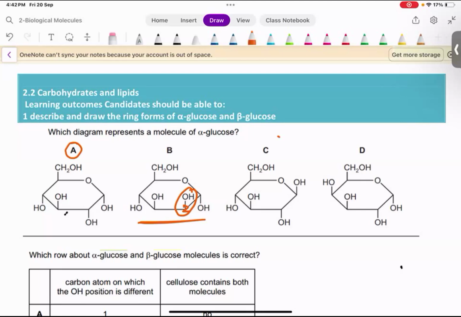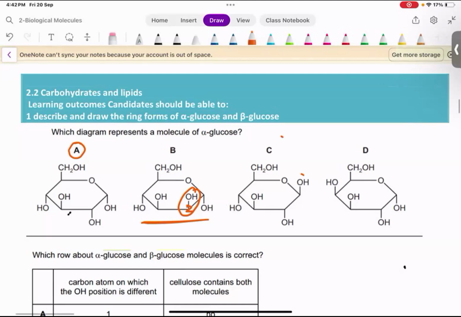Because the first carbon atom, yes, carbon number 1 for the OH group is correct. Yes, this OH group on number 1 is above the plane. So that's beta glucose actually, not an alpha glucose. And what is wrong in D? The positioning of OH on carbon number 4, it should be down, not up. Yes, this should be carbon number 4. That should be down here. So that's how these three are not the correct choices. So A is a correct choice.